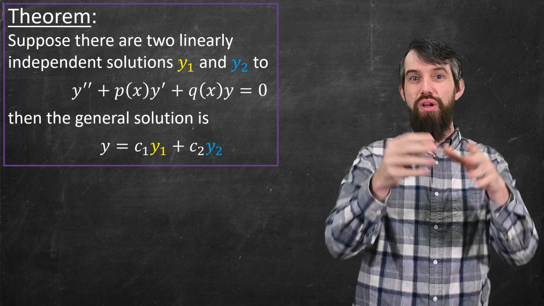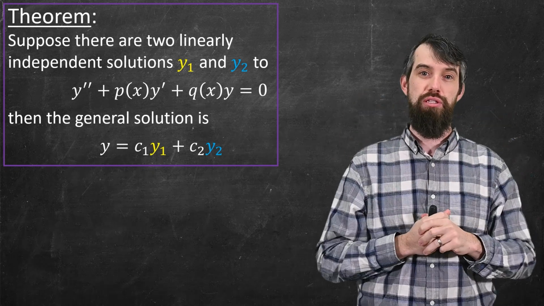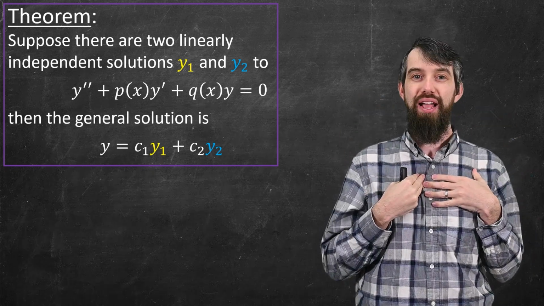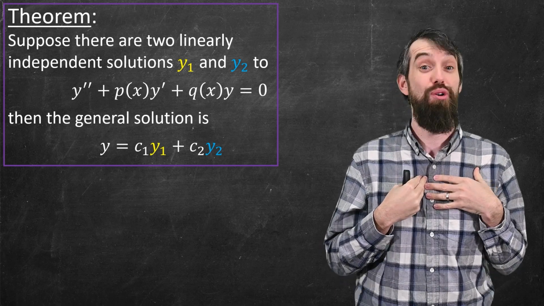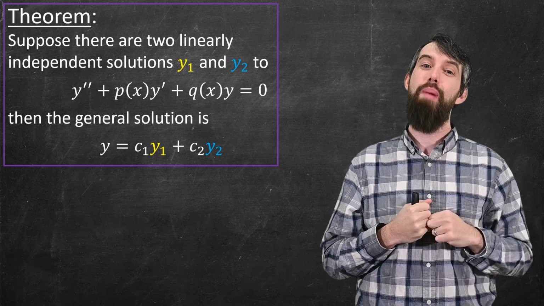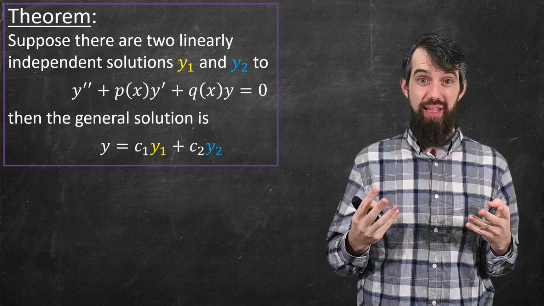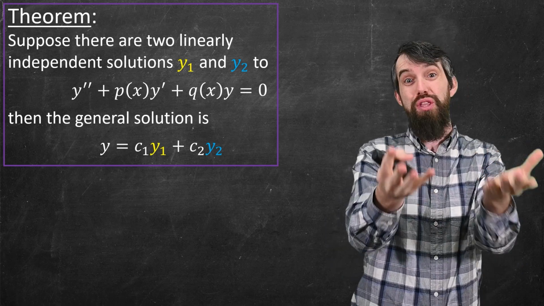Imagine you go and you compute 2 different linearly independent solutions. And then I go and I find some completely different solution, some third solution. Well, it must be that my third solution isn't really new. It's just a linear combination of the 2 that you've already come up with.